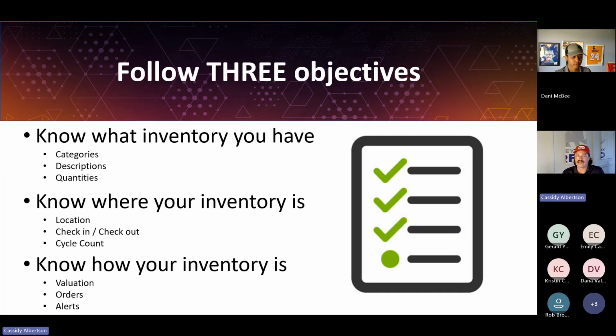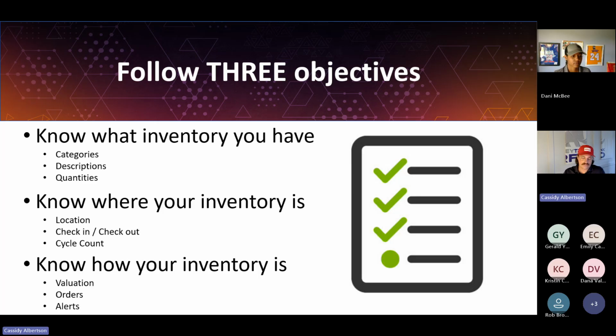All right. Now, the three objectives. The first one is just knowing what inventory you have. That's a matter of setting up your categories, your products, being able to describe those products, and then really being able to evaluate your quantities, right?